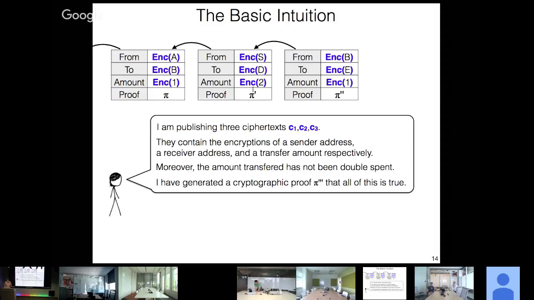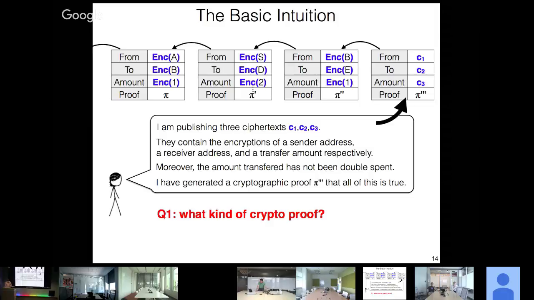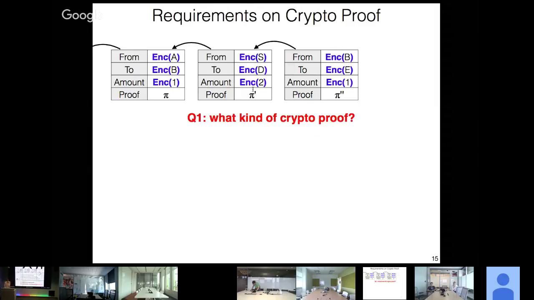Okay, so from this basic intuition to a protocol, there are a couple of things that we need to answer. What kind of cryptographic proof? Because there are many types of cryptographic proofs, so which ones capture the correct security properties to make this work? And second, this is just English here. What do you mean, contains encryptions of? What do you mean, the amount transferred has not been double spent? So at some point I have to give it a formal meaning. So what I want to do is dig into these 2 questions. Let's quickly get rid of the first question for a moment, and then we'll spend the rest of the talk on the second question to talk about the protocol itself.